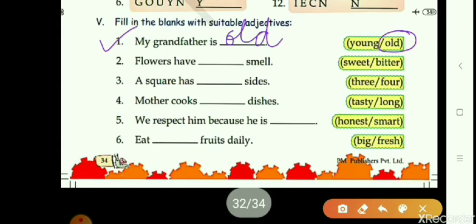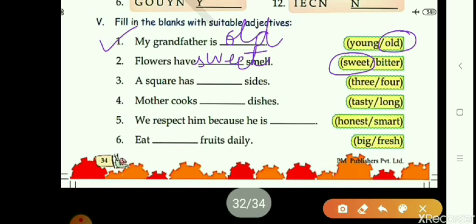Number 2. Flowers have blank smell. So we have to tell the smell of flowers. So it is sweet. The flowers always smell sweet. So the correct option is sweet. SWEET, sweet.